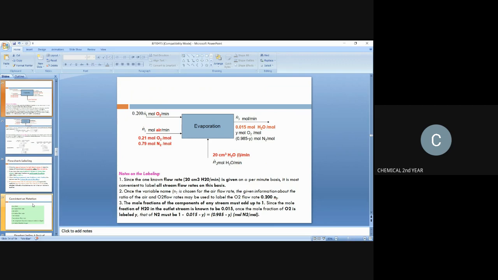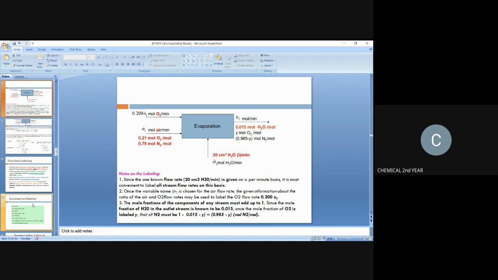Notes on the labeling: since the one known flow rate, 20 centimeters cubed of water per minute, is given on a per minute basis, it is most convenient to label all the stream flow rates on this basis. Once the variable N1 is chosen for the air stream, the given information about the ratio of the two O2 flow rates may be used to label the O2 flow rate 0.2 N1.